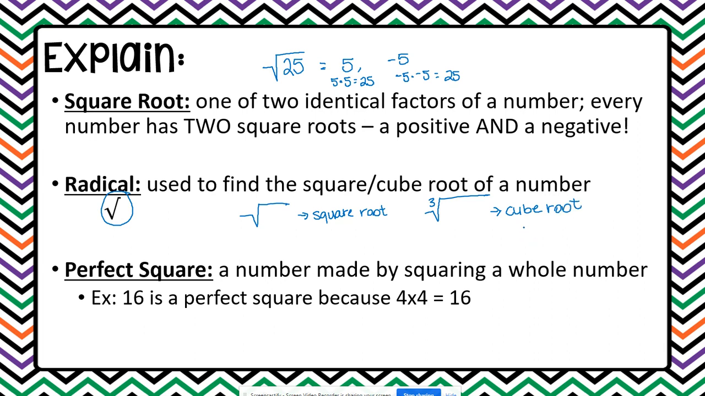A perfect square is a number made by squaring a whole number. For example, 16 is a perfect square because 4 times 4 equals 16.